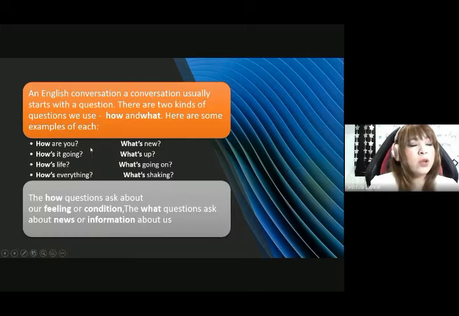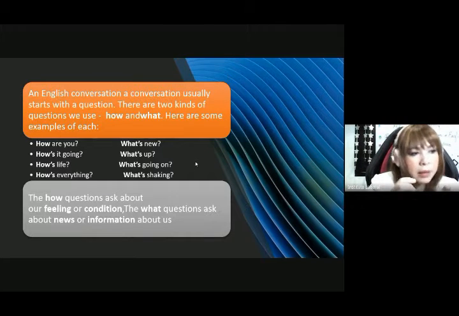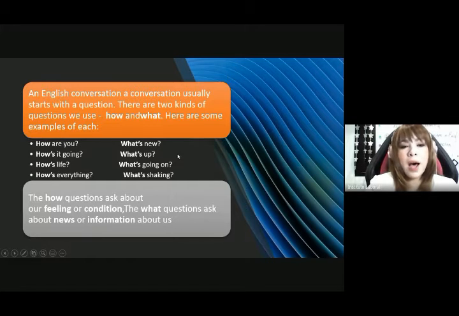You use them in your office with people you don't know, or maybe you know, but they are not your close friends. Questions with what are used with close friends, like my best friend, my family, my teammates, people that work very close to me. So you can use these expressions: What's new? What's up? What's going on? What's shaking? The how questions ask about the feeling, or the condition. And the what questions ask about the news or information about us.